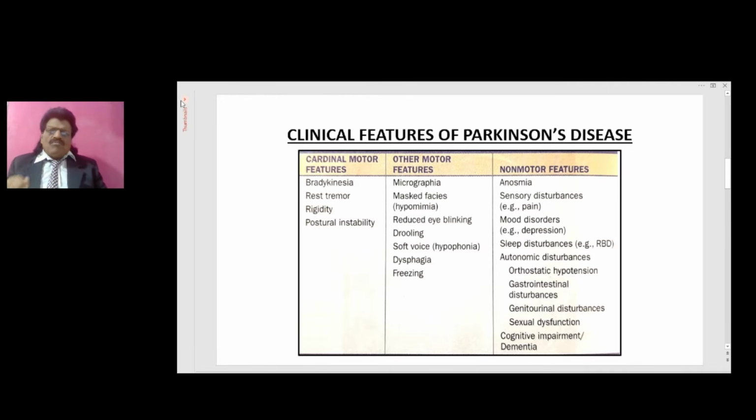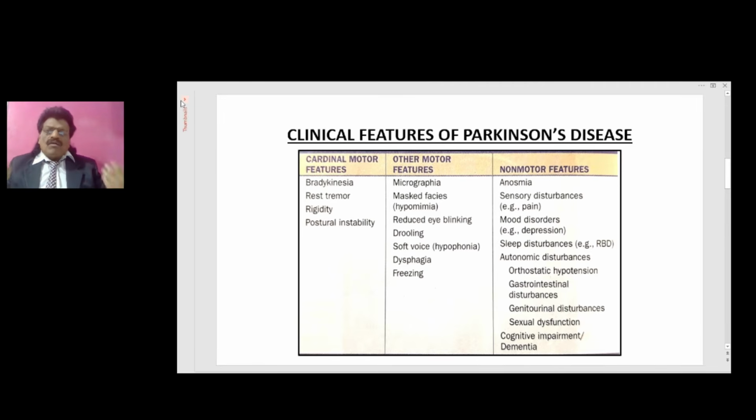The other non-motor features, in fact, these non-motor features may predate the onset of Parkinson's disease clinically by many years. So if one is very careful and vigilant, they can pick up Parkinson's even before the motor features develop.